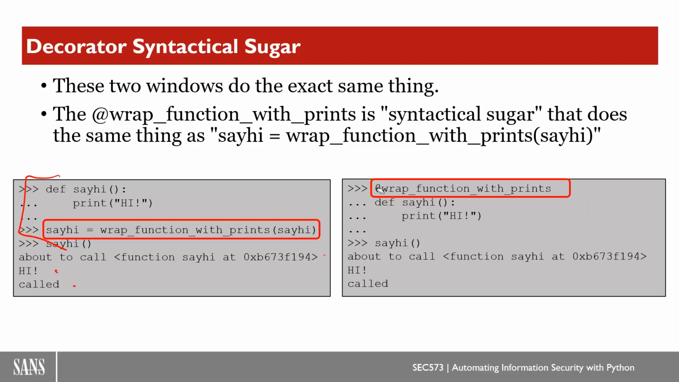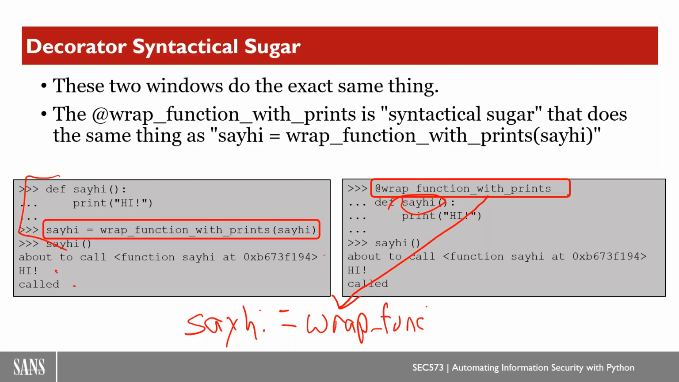What it does is it takes this function name that you have here and the function name here, and it puts it before an equal sign. So it's going to say, that's equivalent to saying say hi equals, it's going to take this thing, whatever you have here after the @ symbol, wrap function with prints, and it puts it there. And then it takes this function name and it puts it at the end here.